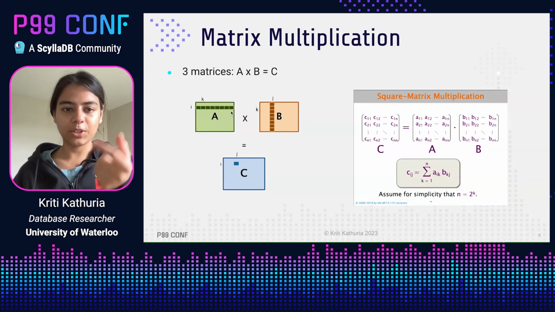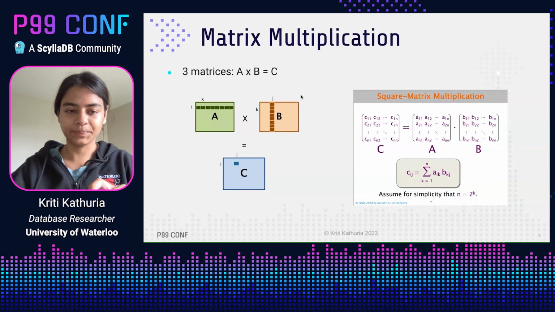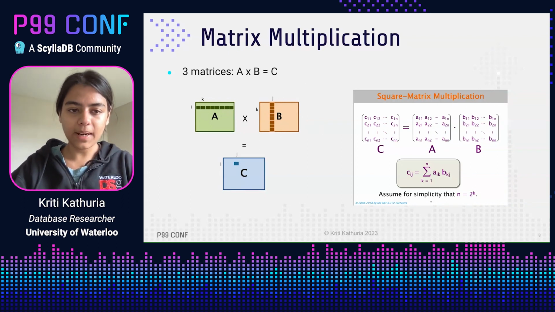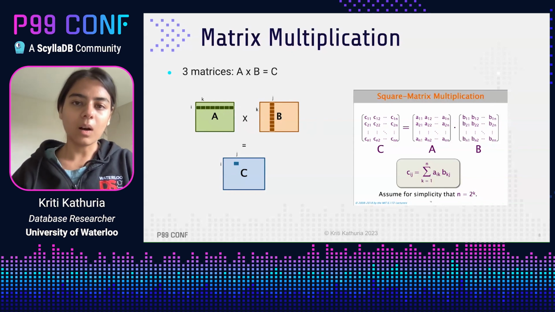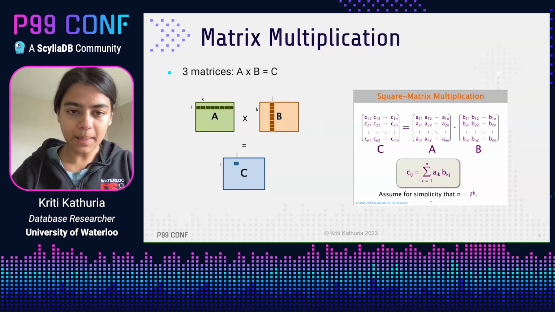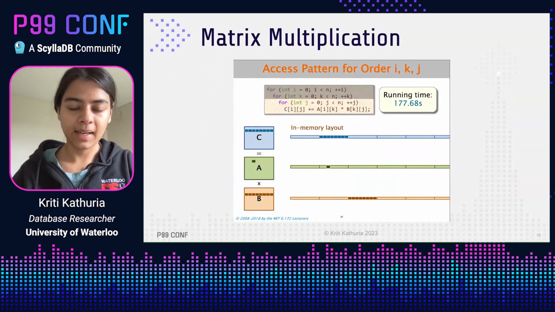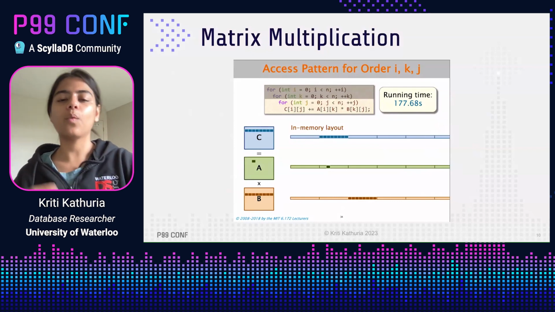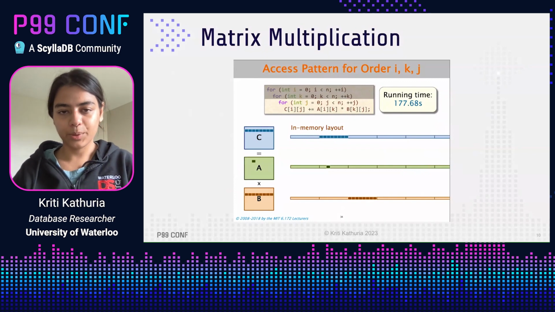There are two matrices which you multiply and obtain the third matrix. You multiply a row of A with a column of B to obtain this cell in C. Something to note here is that one row in A will be multiplied with every column in B. So B's columns will be iterated upon the number of times there are rows in A. So clearly, B will be accessed most of the time. And since B is getting accessed most of the time, the way we access B is going to inform the overall running time. Let's see how that happens.